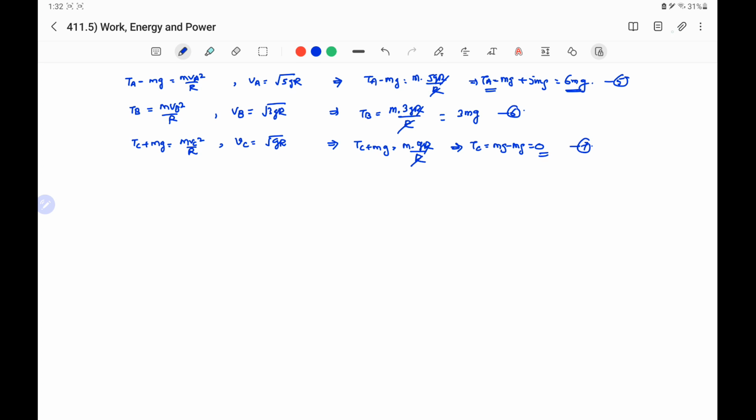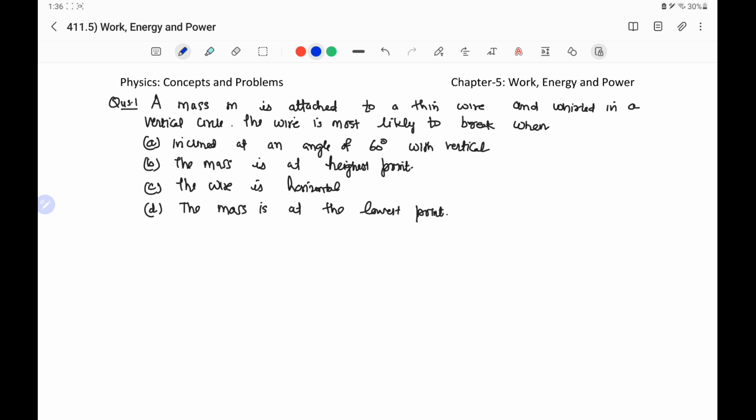Let's take some examples. First question is, a mass m is attached to a thin wire and whirled in a vertical circle. The wire is most likely to break when? Options are: inclined at an angle of 60 degrees with the vertical, the mass is at the highest point, the wire is horizontal, or the fourth option is the mass is at the lowest point.